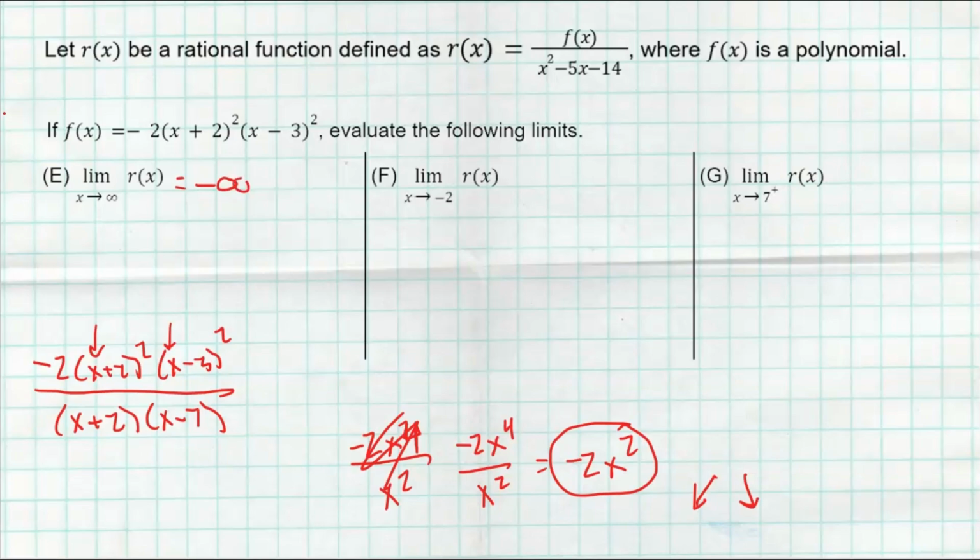So that's how I figured out that the end behavior as x goes towards infinity is negative infinity. Hopefully that makes sense. All right, the next question says, what is the limit as x approaches negative 2? So what's happening at negative 2? Well, I see that x plus 2 is a common factor on both numerator and denominator. Now, the multiplicity in the numerator is bigger, and when the multiplicities are either equal or bigger in the numerator, that's going to have a hole.